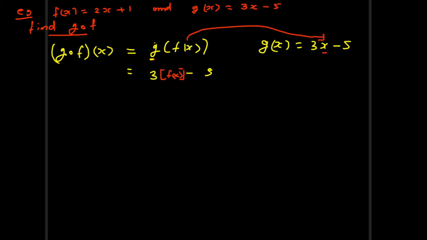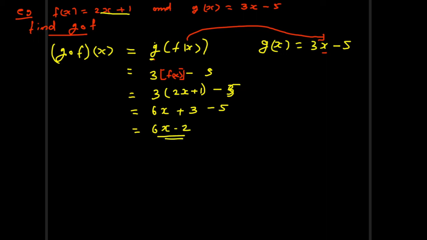Clear? Then equal to 3 into what is f of x? f of x is this one, 2x plus 1, minus 5. Clear? Then you remove the bracket. 3 into 2x is 6x, plus 3 into 1 is 3, minus 5. Okay, that is equal to 6x minus 2. Clear? This is g of f.